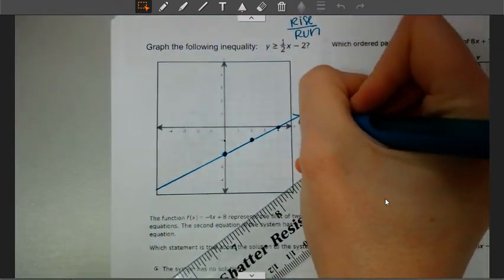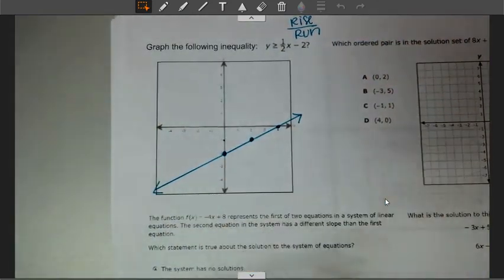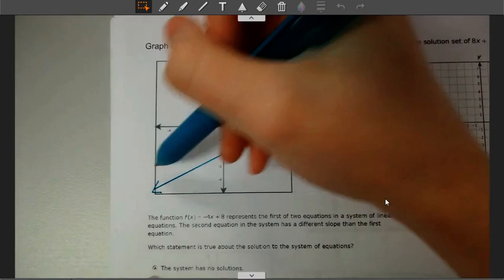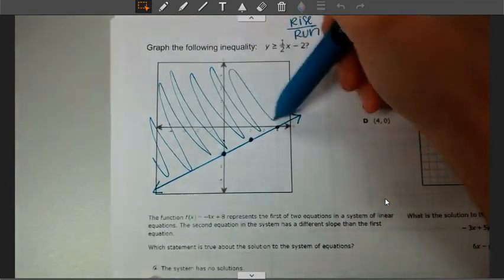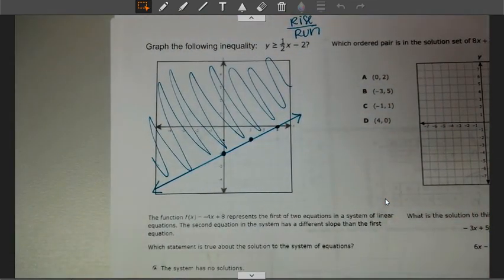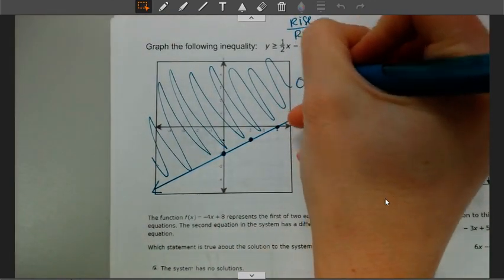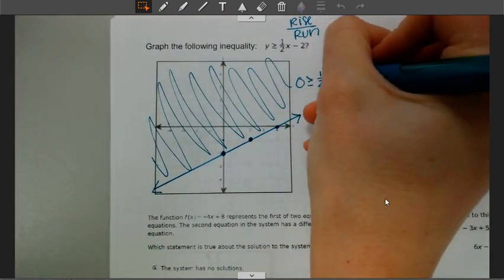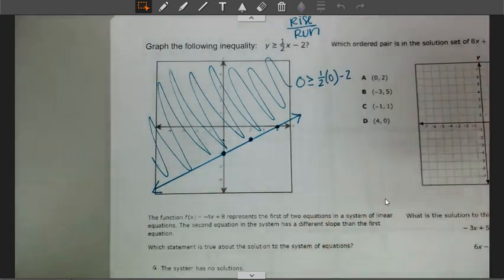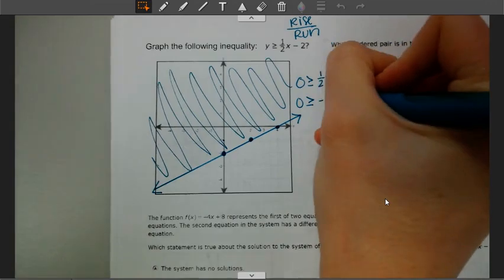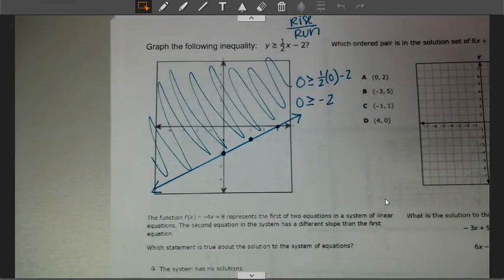So graph my line. Now I'm going to shade above the line because it is greater than. So if I was shading, it would be this region here. Now to double check myself, I'm going to go ahead and plug in 0, 0. So 0 is greater than or equal to 1/2 times 0 minus 2. Well, 0 times 1/2 is 0. Subtract 2, I get 0 is greater than or equal to negative 2. I shaded correctly, so I am done.